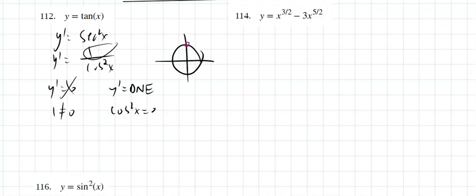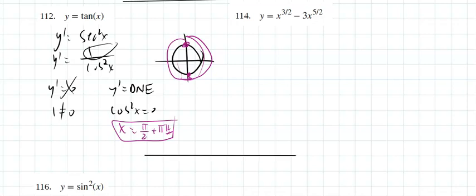Cosine equals 0 right there and right there. So that's when x equals pi over 2 plus pi k. So pi over 2, add pi right there, or subtract pi. What's k? k would be all integers: 0, 1, 2, 3, 4, negative 1, negative 2, negative 3, dot, dot, dot.